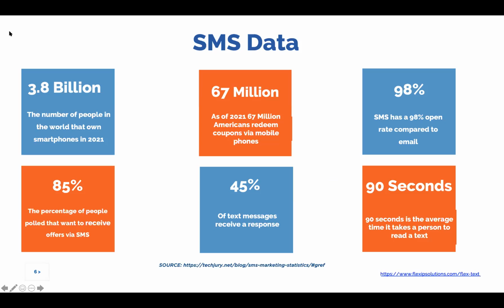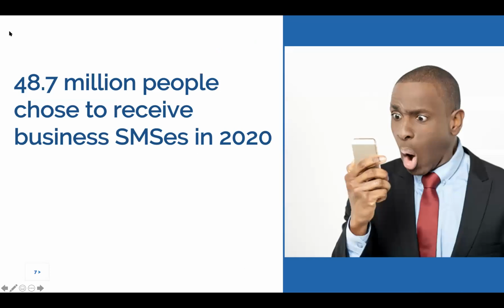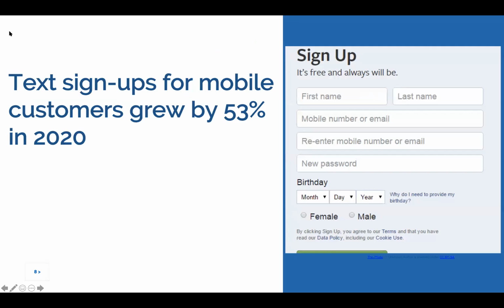So everybody knows you get an alert, even if you just have everything on silent, you see your phone light up, you take a look at it, you preview it. So we'll go through these pretty quickly, but 48.7 million people chose to receive business SMSs in 2020. Text signups for mobile customers grew by 50% or a little higher in 2020. The pandemic certainly helped out with that. The pandemic doesn't seem to be going away, unfortunately. Not sure that it's going to shut anything down, but this is definitely something that folks need to think about. How are you communicating with your customers or potential customers? That's why signups for mobile alerts are definitely growing.